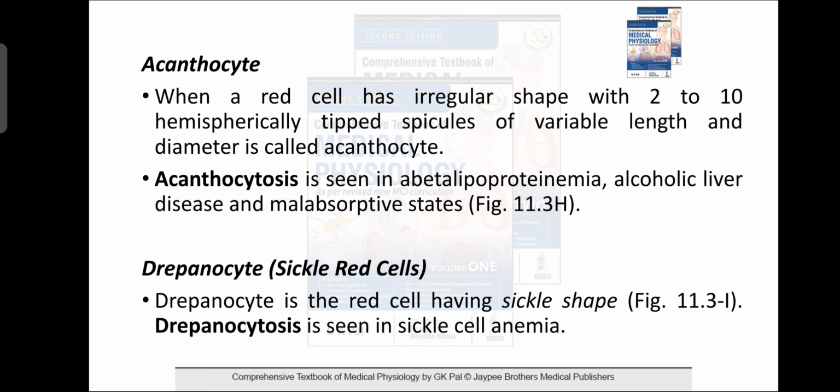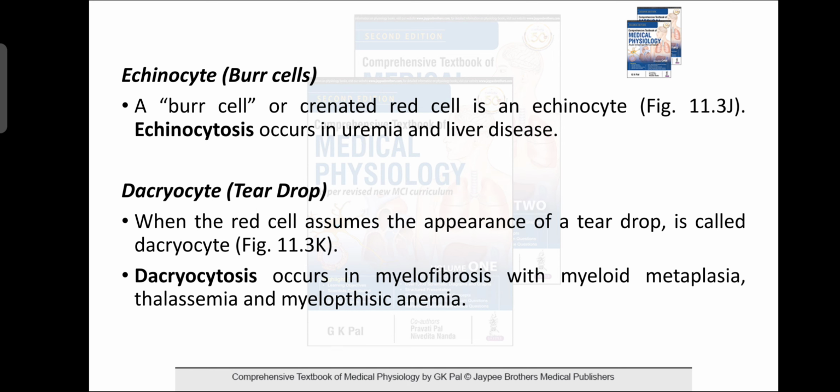Drepanocyte, the sickle cell RBC, occurs in sickle cell anemia, which you have heard about. In hemoglobin there are alpha and beta chains. In the beta chain, at the 6th position there is an abnormality, a change of amino acid, so a mutation occurs and the hemoglobin becomes sickle shaped, and the RBC becomes sickle shaped. So in sickle cell anemia this drepanocytosis occurs.